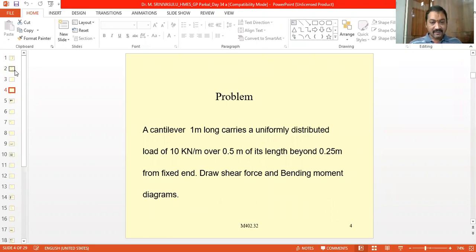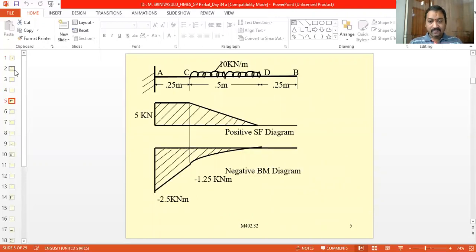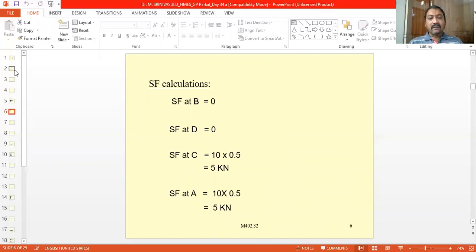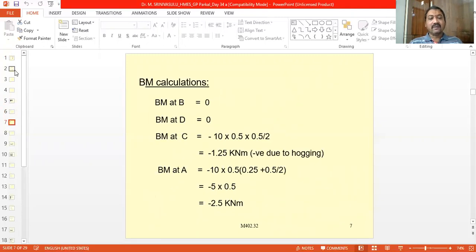In the last class, we were discussing the solution of this problem, and we are in the middle of it. We have found the shear forces at the important points, and also we have drawn the SF diagram. Now, this is the BM calculation for the given problem.